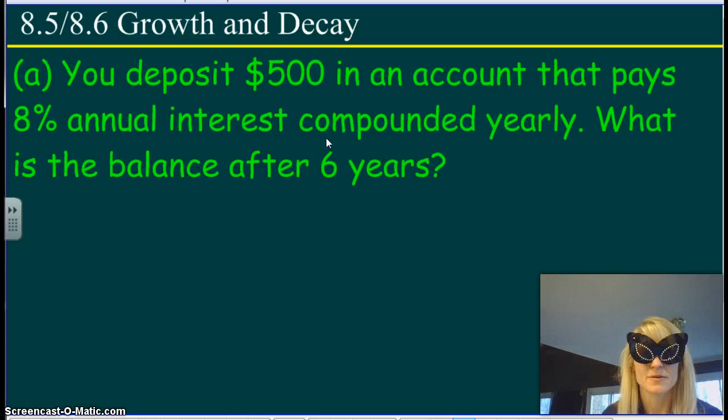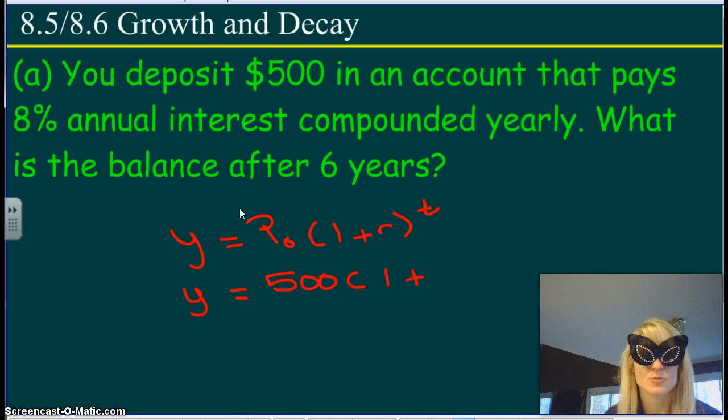Here we deposit $500 in an account that pays 8% interest that's compounded yearly. What is the balance after 6 years? So we want to take our amount, and remember I told you to use P sub O on this one. So P times (1 plus R) to the T is our equation. So we're going to do Y equals the initial amount, which is 500, times 1 plus the rate, which is 8%. So we need to put that in a decimal. Remember, you divide it by 100, so it's going to be 0.08. Compounded yearly means they're calculating the interest every year. And we want to know for 6 years, so that's the exponent of 6.